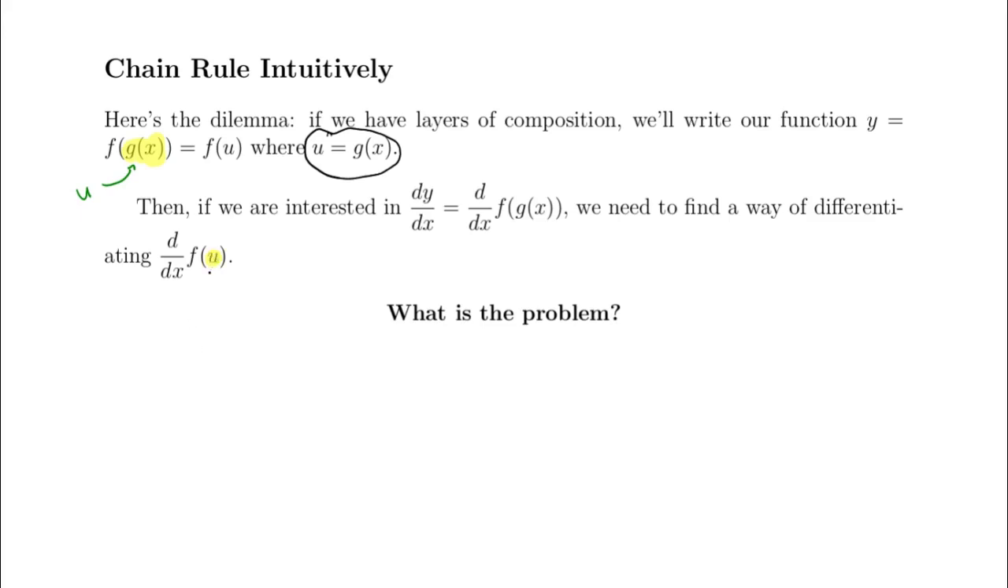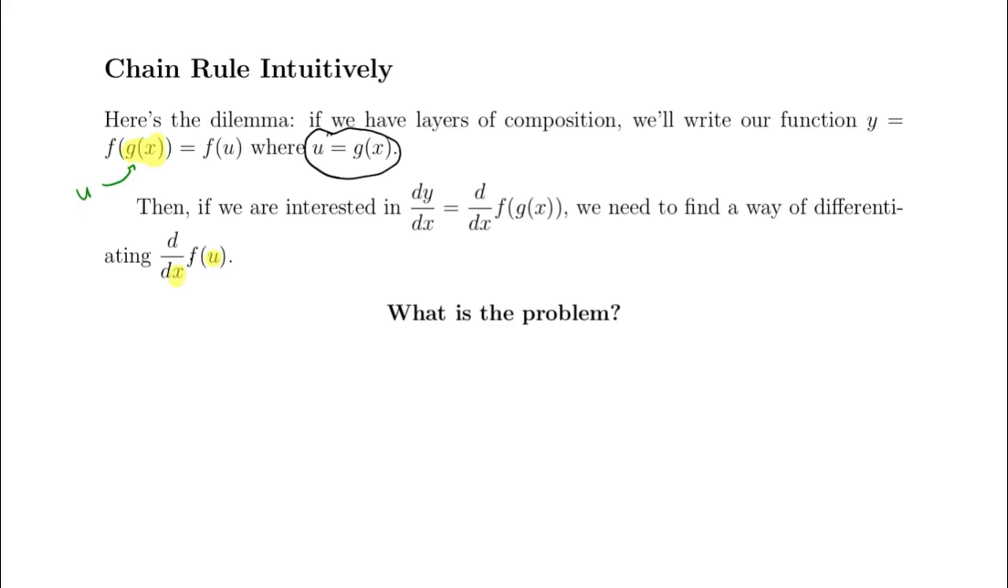It's right here. The function that we have is written in terms of a different variable than the one we're differentiating with respect to. So we want to see how this function changes with regard to x, but what we have is a rule for what our function is doing with regard to u. That's the problem. We have to come up with a way of linking these things together. And what we'll do is investigate that visually.